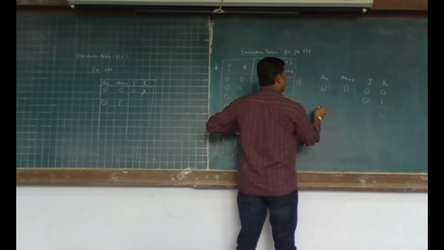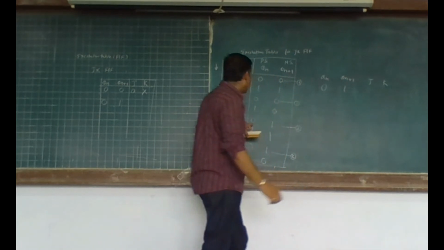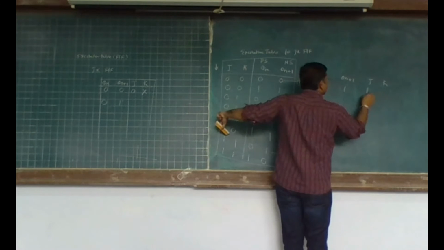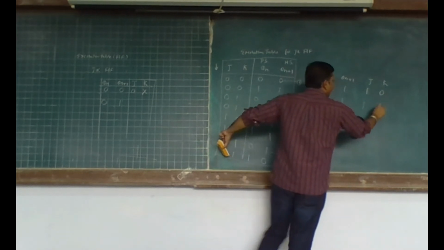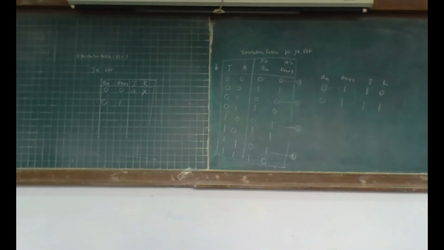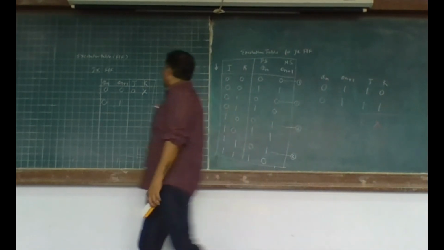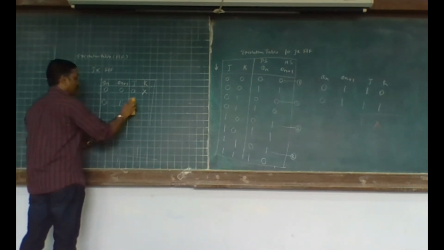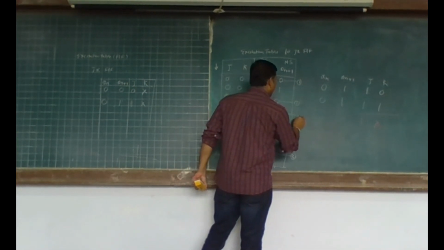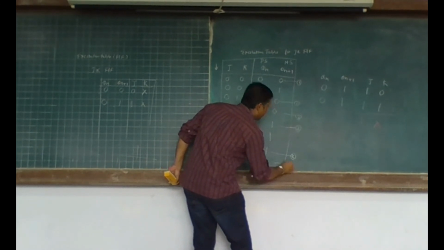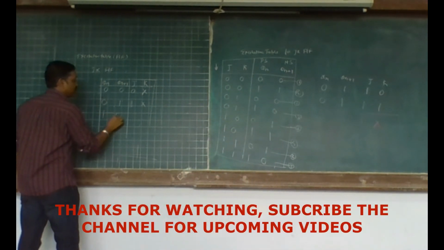For Qn, this will be... I am rubbing this out. 0, 1. What is JK? 1, 0 and 1, 1. Okay, check it out, right? So how can I write for this? 1x. So this will be 1x. Please find out the remaining conditions. So this will be your 3, 4. Your excitation table will be 1, 0.